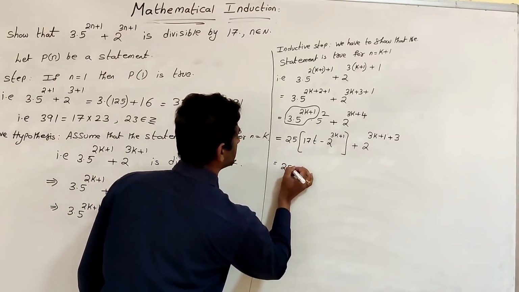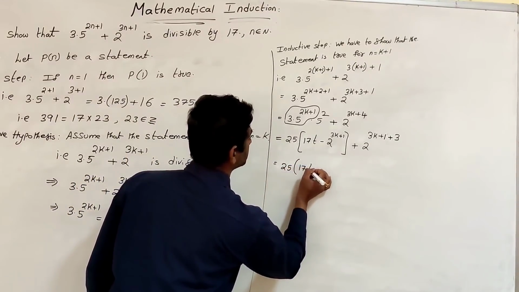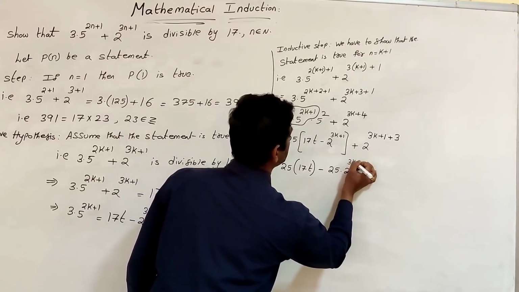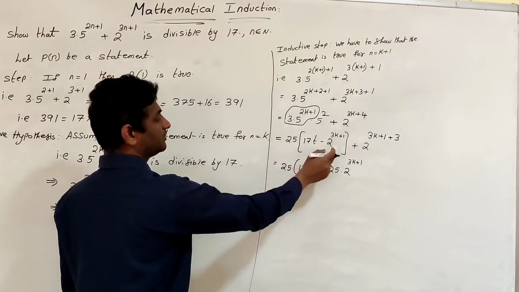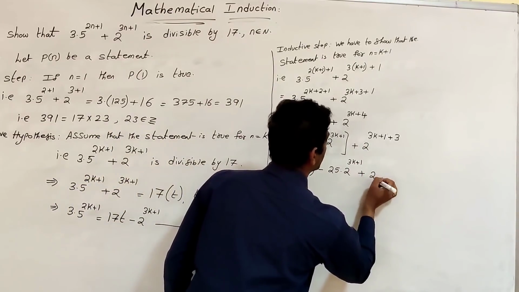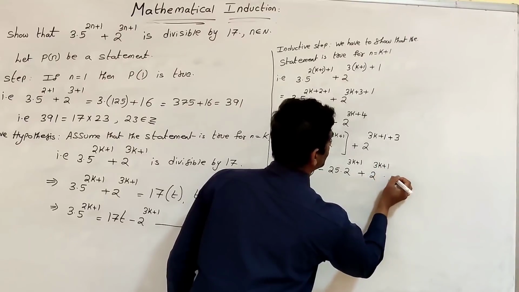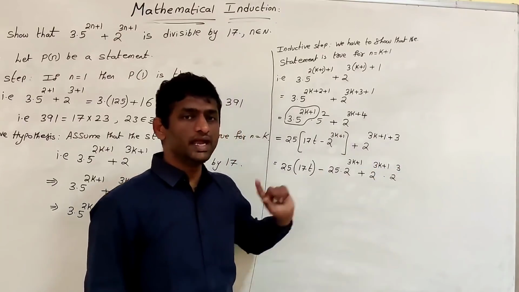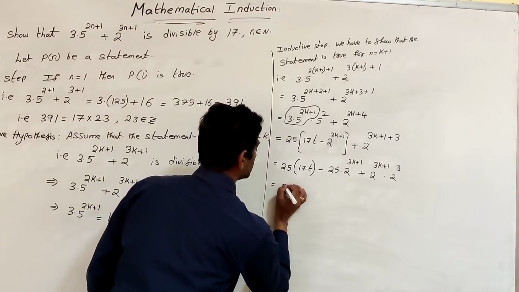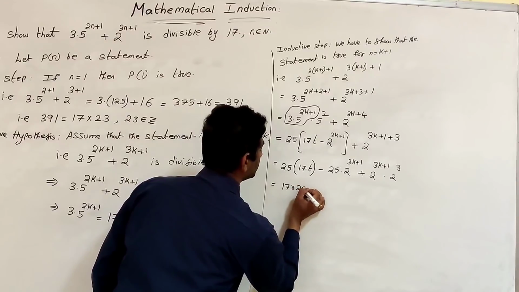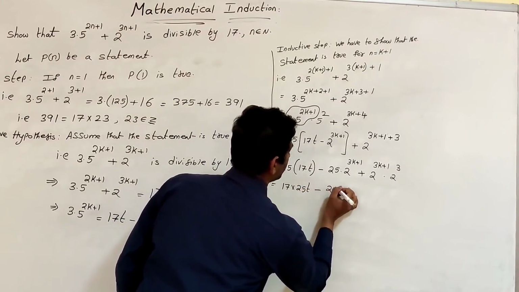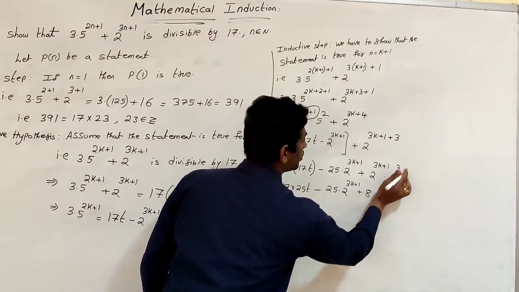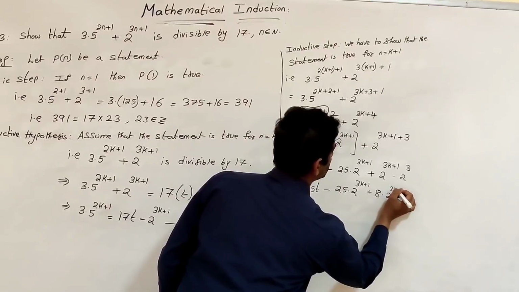So 25 times 17t minus 25 into 2 to the power of 3k plus 1, because I have split it, and plus 2 to the power of 3k plus 1 into 2 cube. But what is 2 cube? It's 8. So 17 into 25t minus 25 into 2 to the power of 3k plus 1 plus 8 into 2 to the power of 3k plus 1. 2 cube means 8.